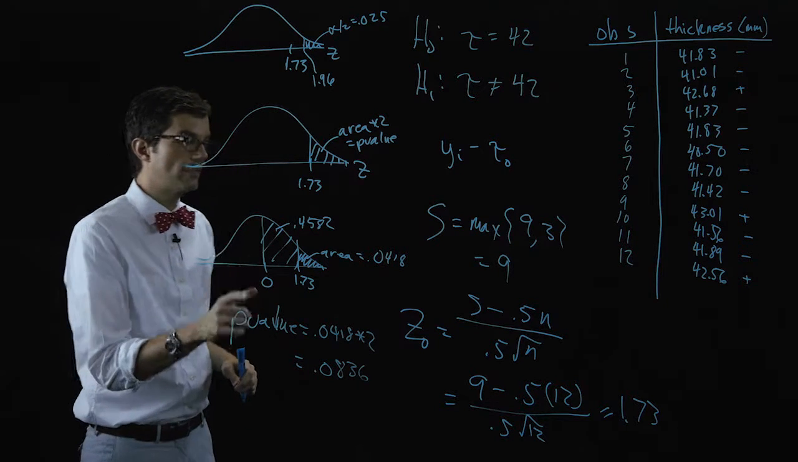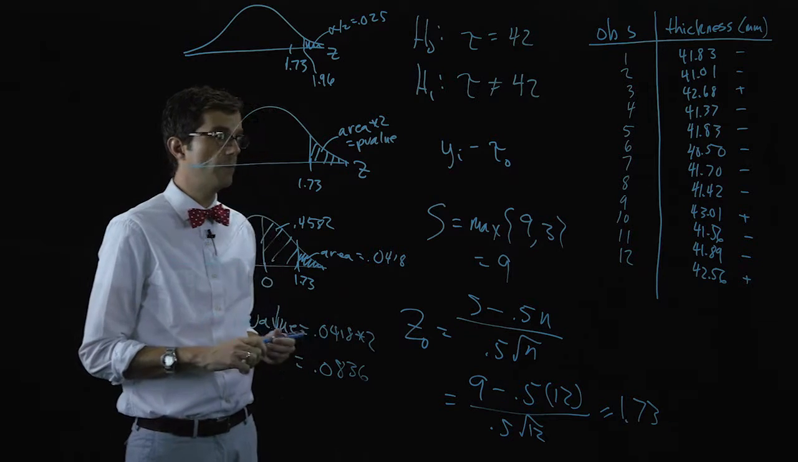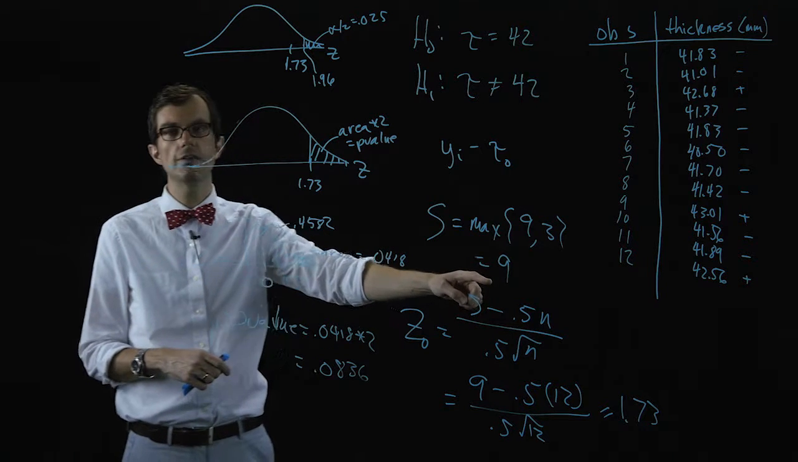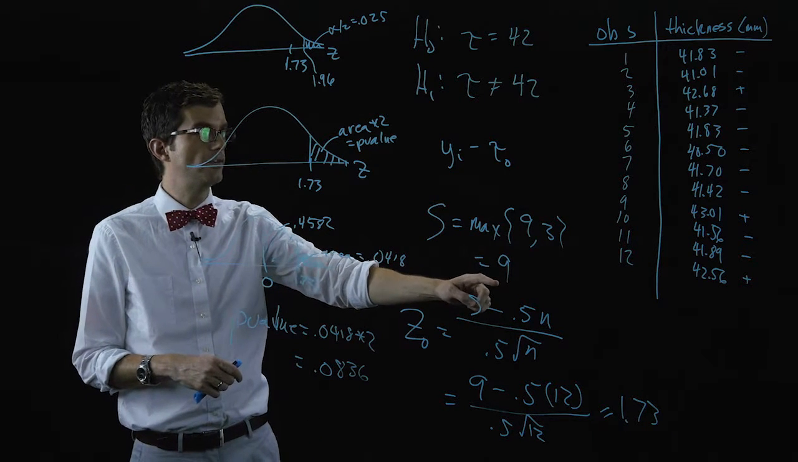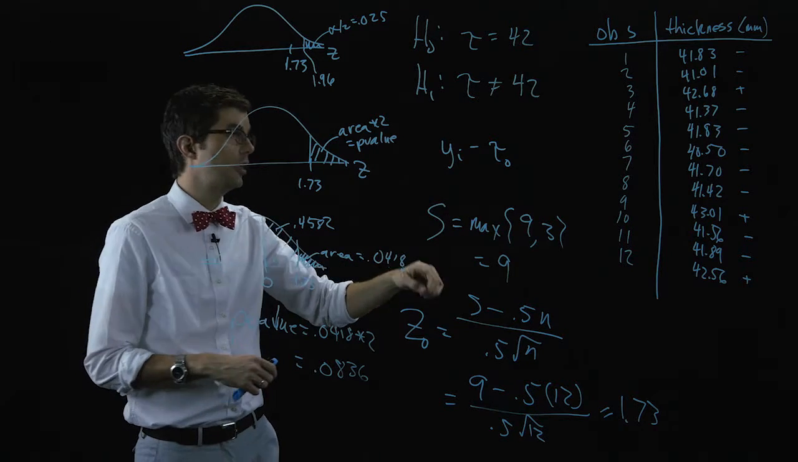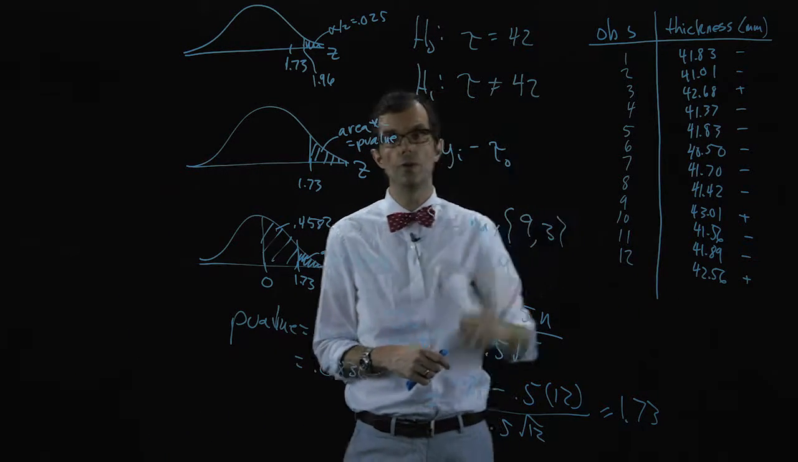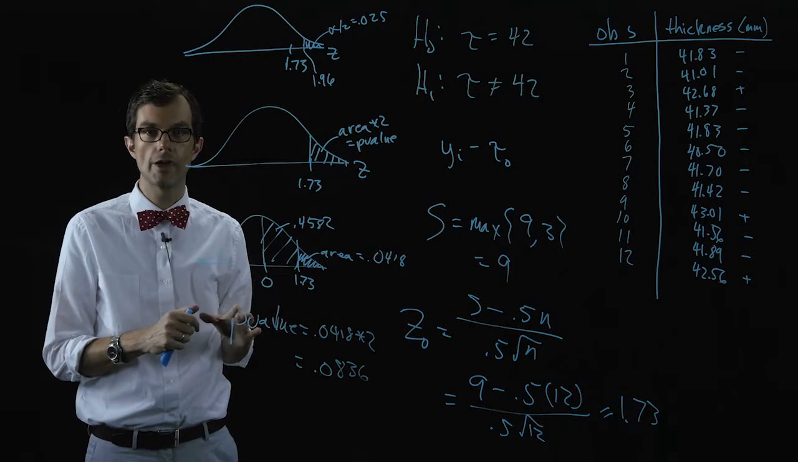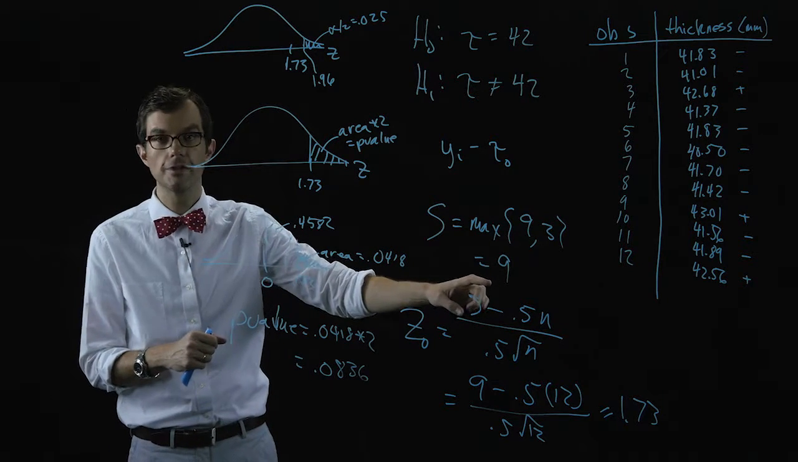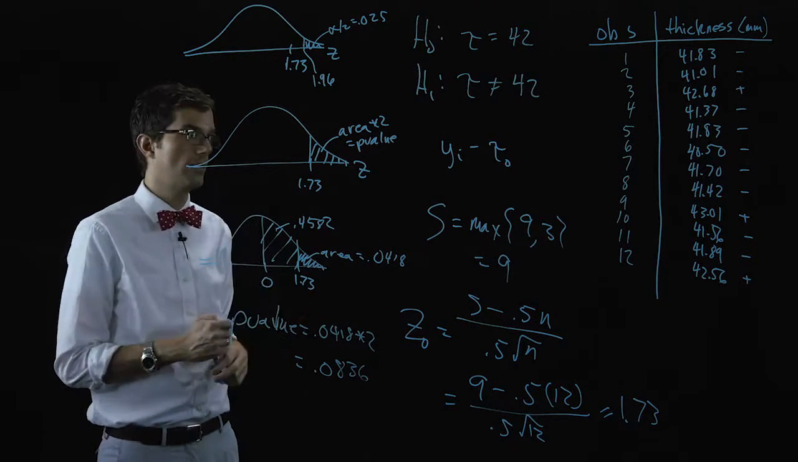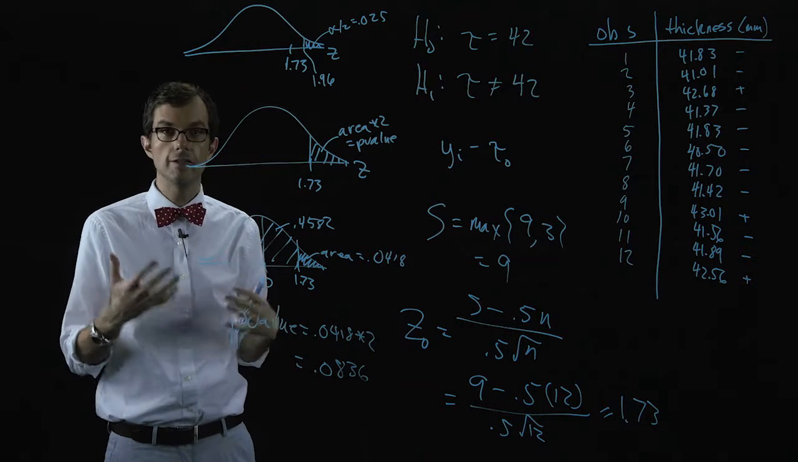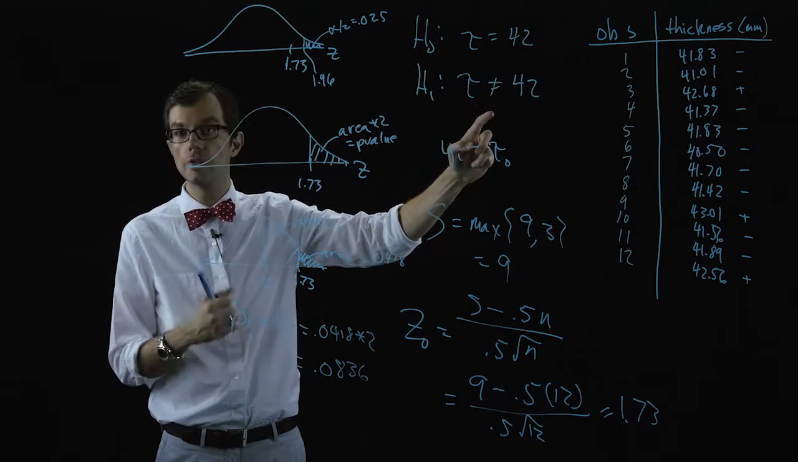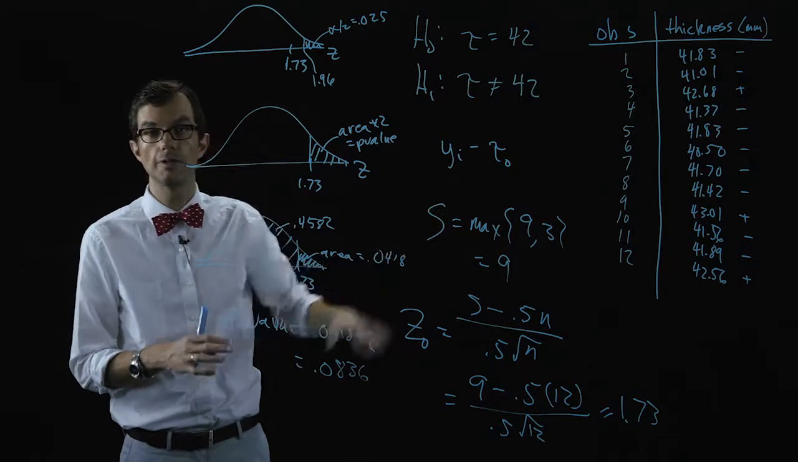But this is a good illustration of how weak non-parametric tests are. So what are we seeing? We're seeing that there are 9 values that lie below this tau of 42. 9 out of 12 values lie on one side of tau. That's 3/4 of the observations lying below tau naught. That would lead most people to reasonably reject the null hypothesis and say, no, the median is really not 42.